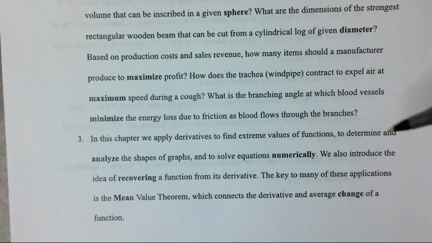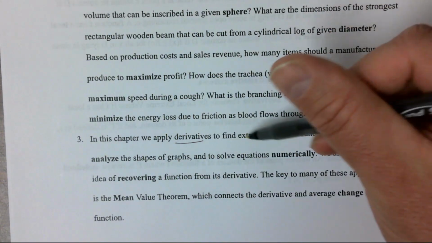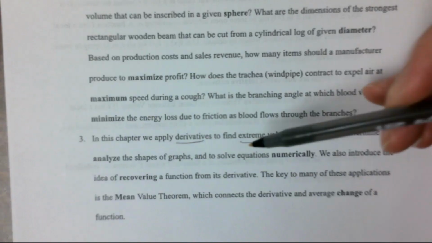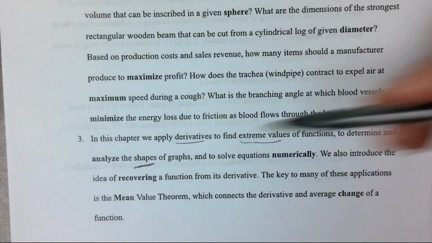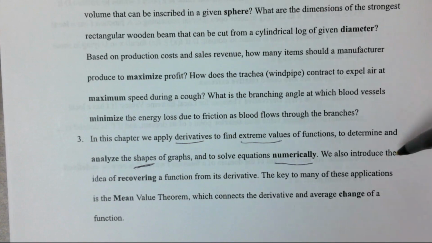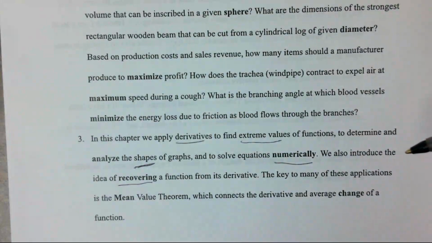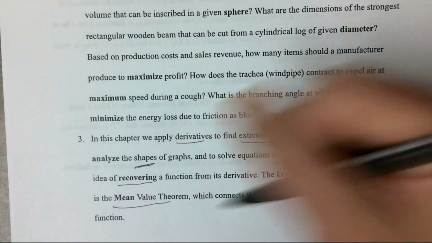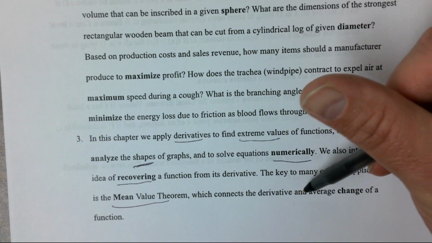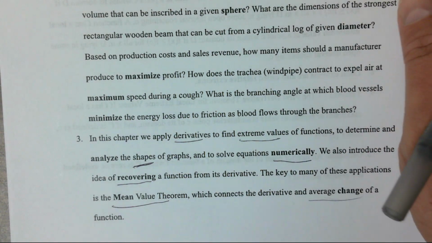In this chapter, we apply derivatives to find extreme values, to determine and analyze the shapes of graphs, and to solve equations numerically. We also introduce the idea of recovering a function from its derivative. The key to many of these is the mean value theorem, which connects the derivative and the average rate of change, or the average change of a function.